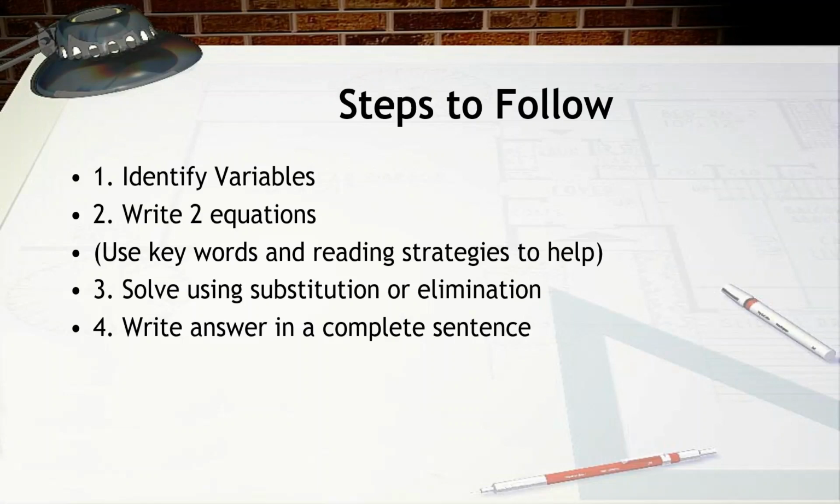Step 1 is to identify variables, basically knowing what is x and what is y. And then using the variables, we can write two equations, which makes us come to step 2. Using keywords and reading strategies can help us identify which ones to use when writing the two equations.